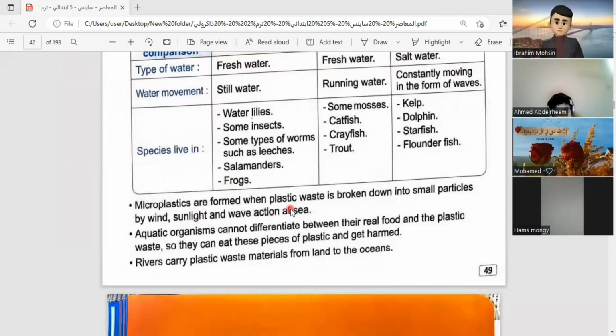Microplastics are formed when plastic waste is broken down into small pieces by wind, sunlight and wave action at sea. Aquatic organisms cannot differentiate between the real food and the plastic waste, so they can eat the pieces of plastic and get harmed. Rivers carry plastic waste materials from land to ocean.